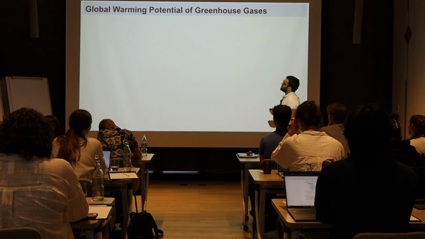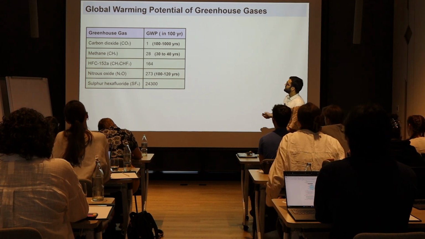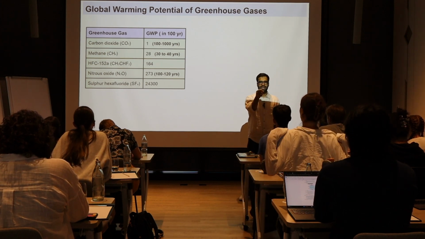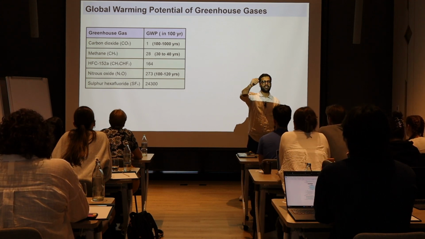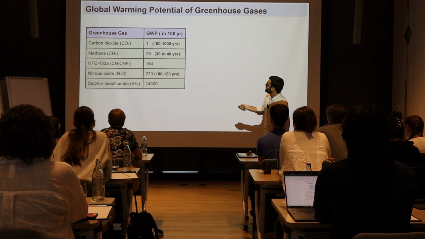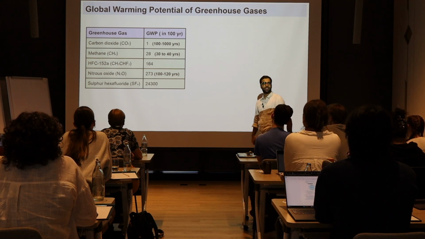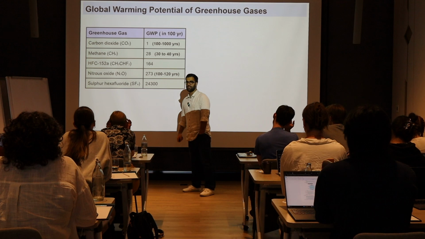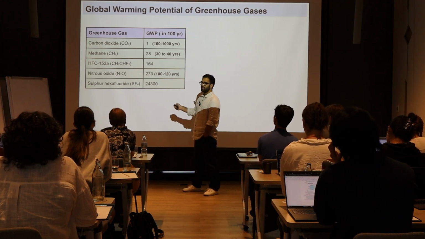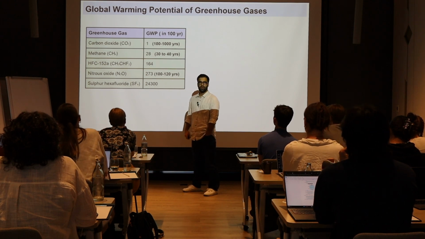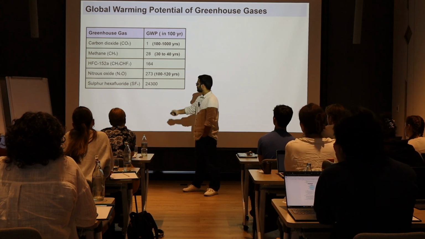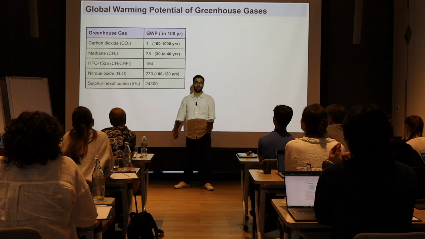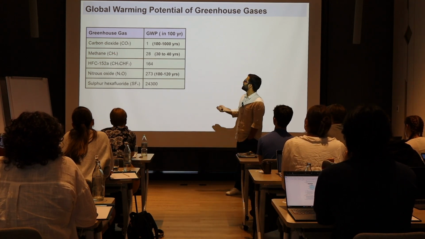So I was telling you about the global warming potential of greenhouse gases. Let us say we have 1 kg of carbon dioxide, and it increases the temperature by 1 degree. If we have 1 kg of methane, it's equivalent to a 28 degrees Celsius increase in temperature. Hydrofluorocarbons have 164 times. Nitrous oxide is very powerful, 273. 1 unit of nitrous oxide has the global warming potential of 273 units. So these are very powerful as compared to carbon dioxide.